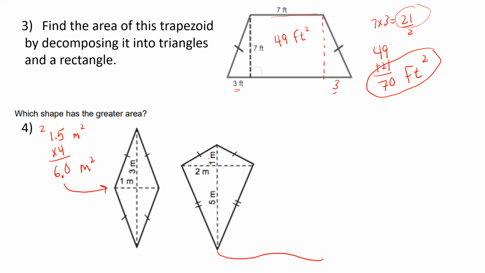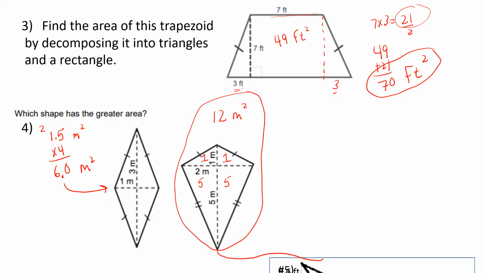Well, this one here, we have 2 congruent triangles on the top. So we have a 2 by 1. So 2 times 1 is 2. So half of 2 is 1. So one of these has an area of 1. This one has an area of 1. The one at the bottom, we have a 5 by 2. So that's 10, but then we would need to half it. This has an area of 5 and this has an area of 5. So altogether, the area of this shape is 12 meters squared. So obviously this one has a larger area.